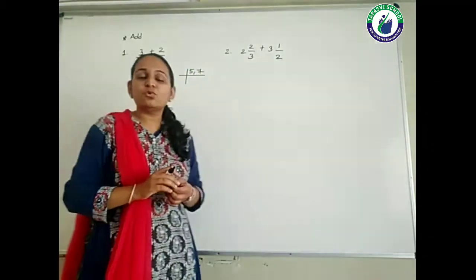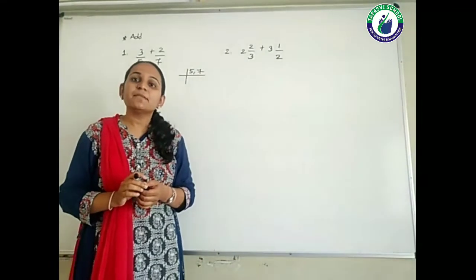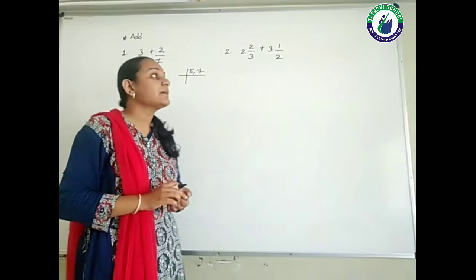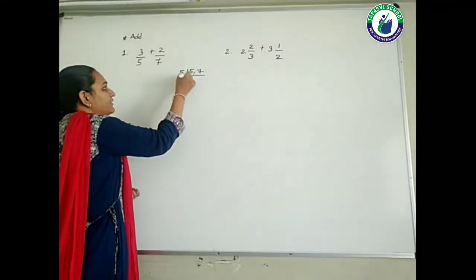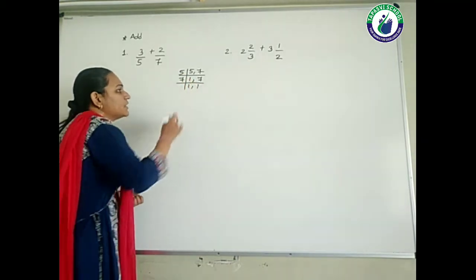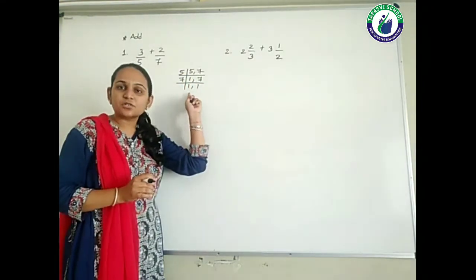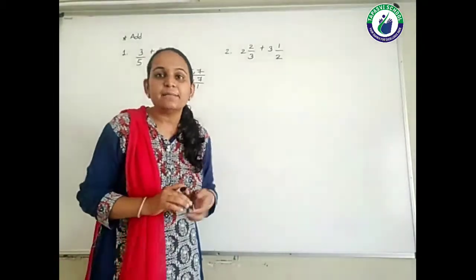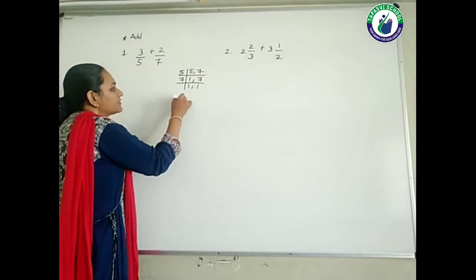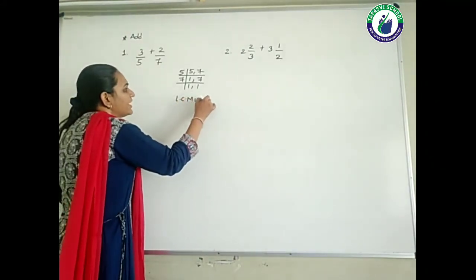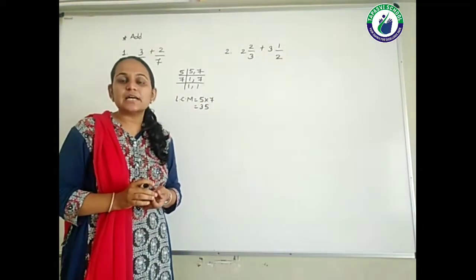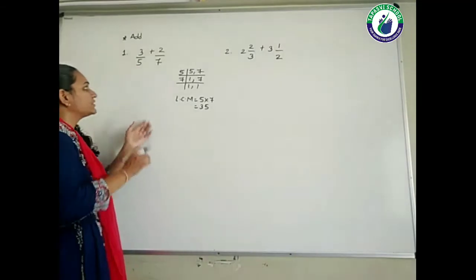Now 5 and 7 both are prime numbers, students. That means they are only divisible by their own tables. So 5 ones are 5 and 7 ones are 7. You need to do this process of factorization till the time you get 1. So the LCM is 5 into 7, that is 35. Is it clear, students? Now let's see the further part.